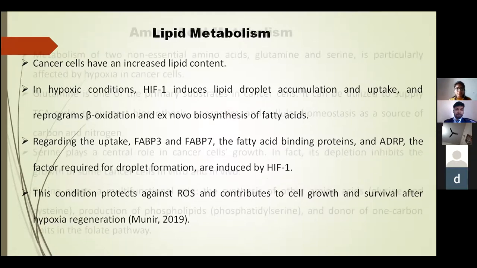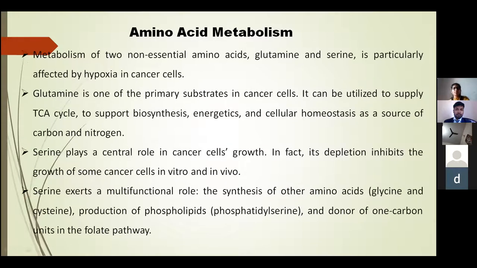Amino acid metabolism in cancer. Metabolism of two non-essential amino acids, named glutamine and serine, is particularly affected by the hypoxia in cancerous cells. Glutamine is one of the primary substrates in cancer cells. It can be utilized to supply the TCA cycle to support biosynthesis, energetics, and cellular homeostasis as a source of carbon and nitrogen mainly. And serine, the second one, plays the central role in cancer cell growth.